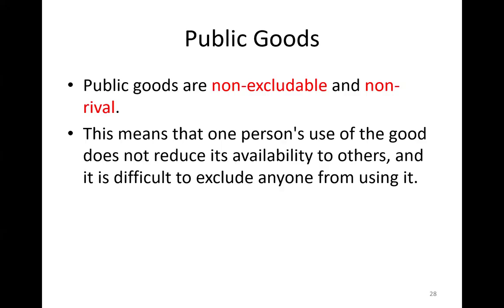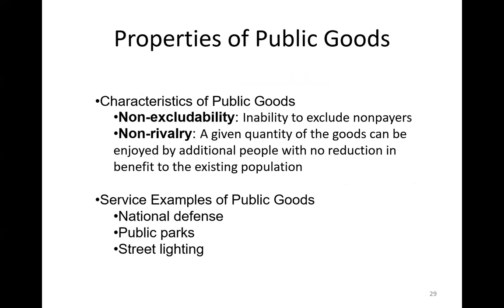Okay, we want to talk about public goods and the characteristics of public goods. Public goods are non-excludable and non-rival. This means that one person's use of the good does not reduce its availability to others, and it is difficult to exclude anyone from using it. Public goods are characterized by non-excludability and non-rivalry.